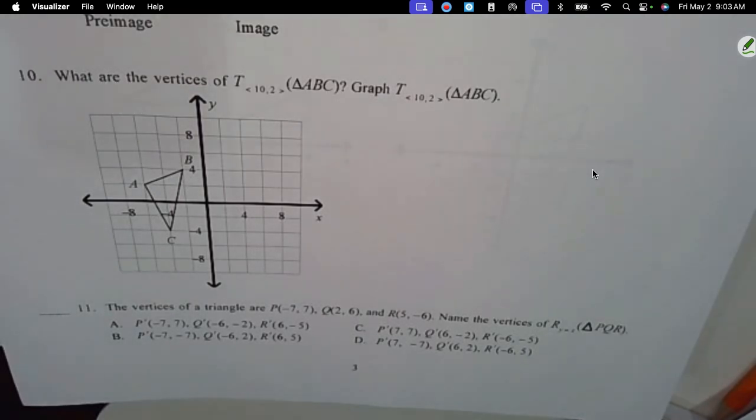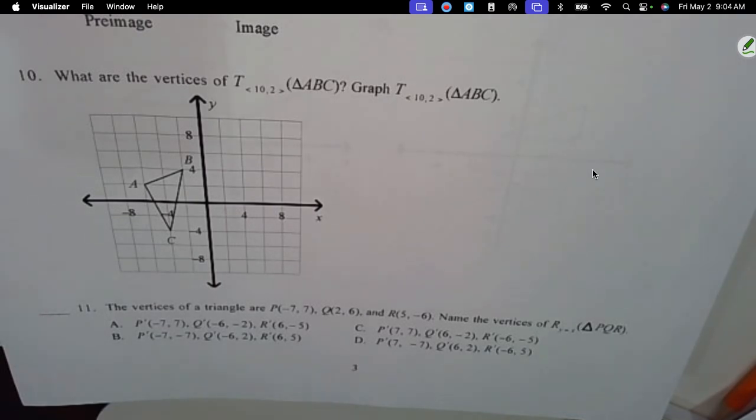Okay, so this one says, if I take triangle ABC and translate it 10, comma 2, what does that mean? To the right 10, and up 2. It says, what are the vertices? So what am I going to have to write down? My A, B, and C ordered pairs. And it wants me to graph it.